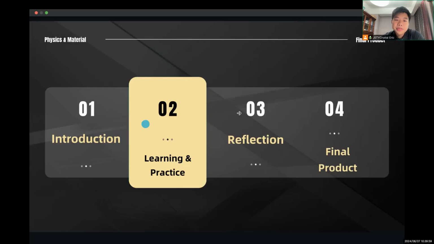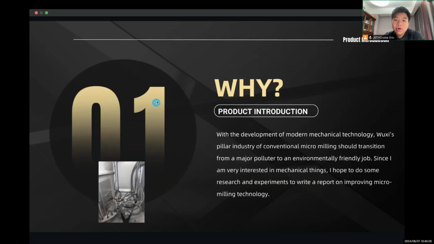I'm going to divide my speech into four parts: introduction, learning and practice, reflection, and my final product. Firstly, why did I choose this project? I chose this project because, with the development of modern mechanical technology, the pillar industry of conventional micromilling should transition from a major polluter to an environmentally friendly one. And I hope to do some research and experiments to write a report on improving micromilling technology.